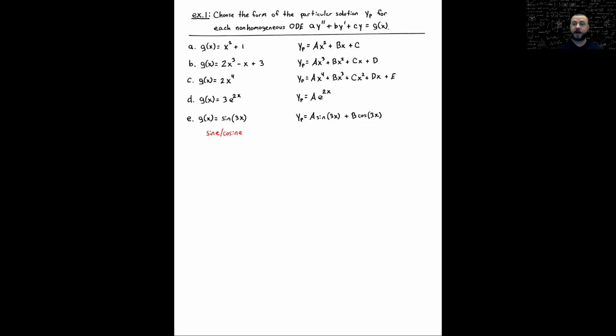So here we would try a particular solution of the form a times sine of 3x plus b times cosine of 3x. And again, the reason for that is this particular solution would be combined with its first and second derivatives. So there could be some cancellation of terms with various signs, hence your need for a cosine of 3x term in there.